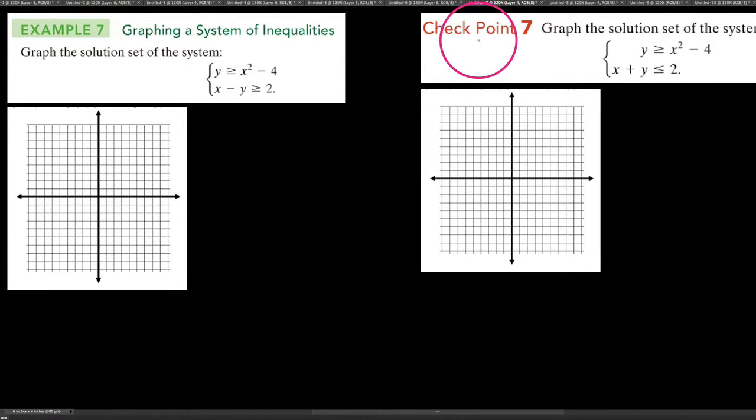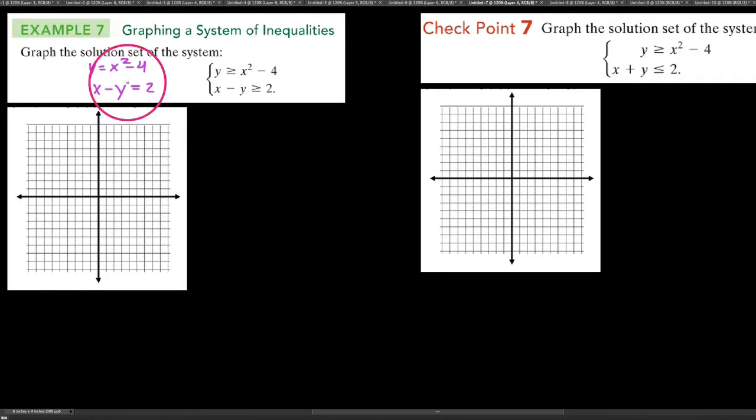Okay, YouTube, in this video we're going to look at graphing a system of nonlinear inequalities, not just linear inequalities. We're going to graph these the very same way that we've been graphing systems up until now. That is to say, we're going to take both of our inequalities, first rewrite them as equations, and graph them as if they were equations. So our first equation is y equals x squared minus 4, and then we have x minus y equals 2.